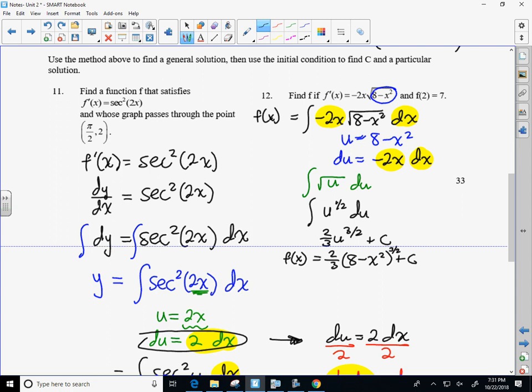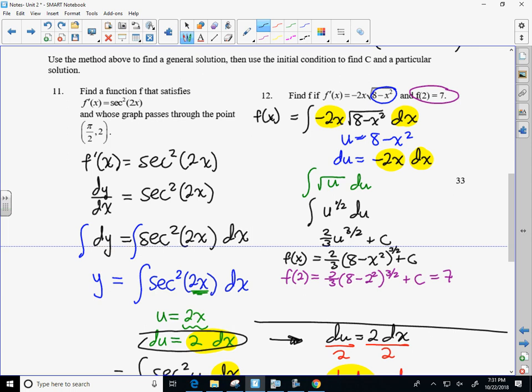So f of 2 equals 7. They gave us a condition. They gave us a convenient condition, I think. f of 2 would be 2/3 times 8 minus 2 squared to the 3/2 plus c. And that should be equal to 7 when all is said and done. All right. 8 minus 2 squared, so 8 minus 4 is 4, raised to the 3/2 power is 8.